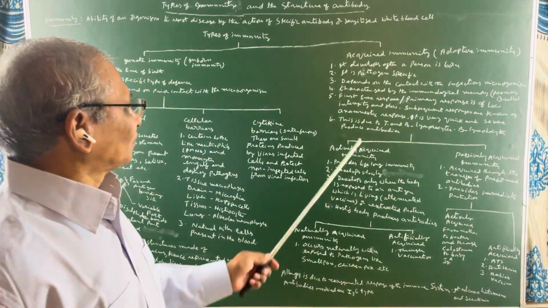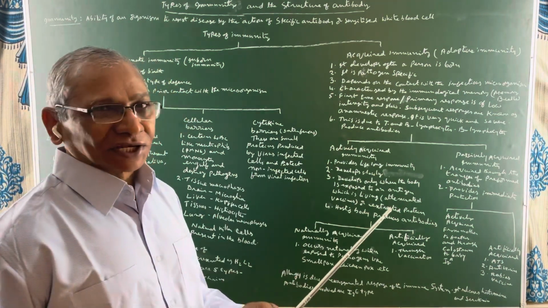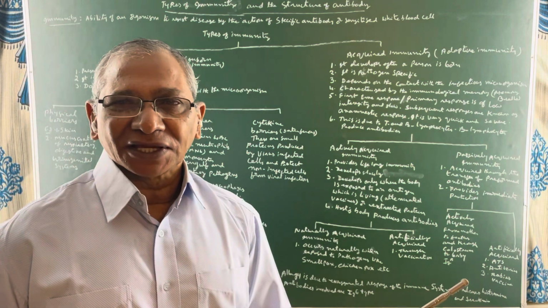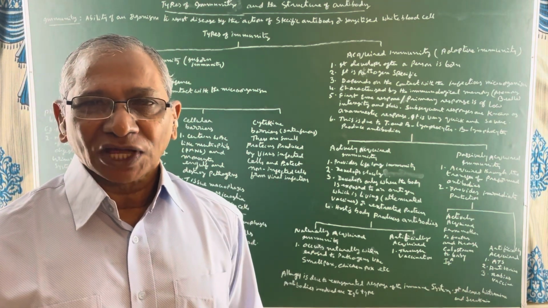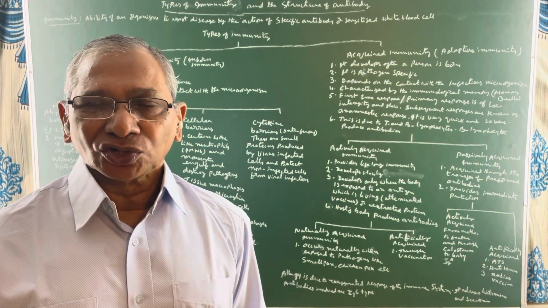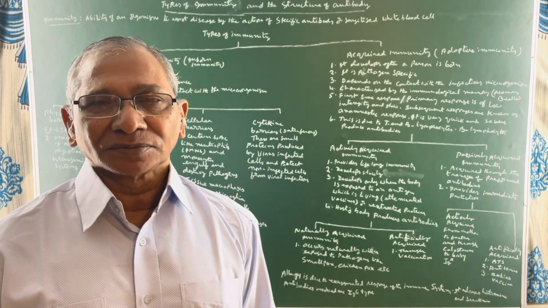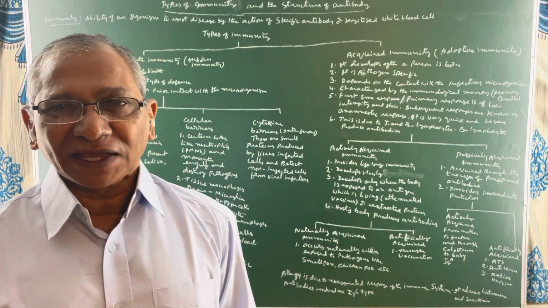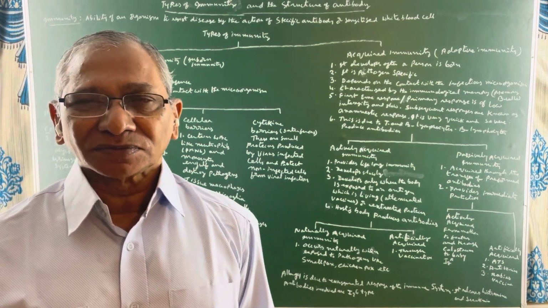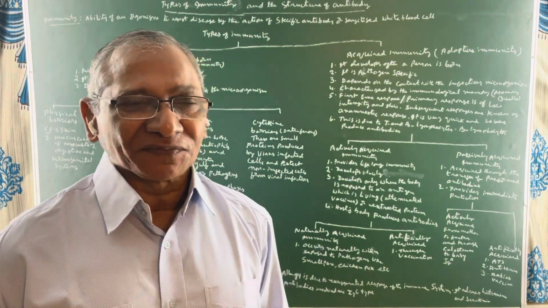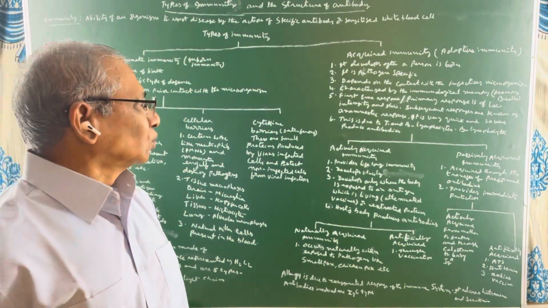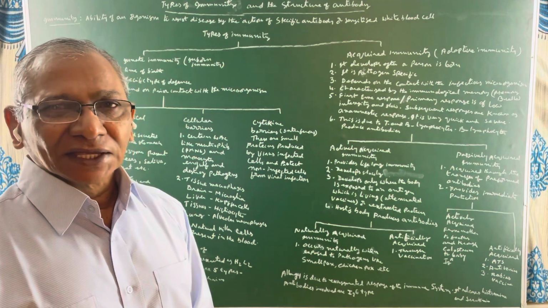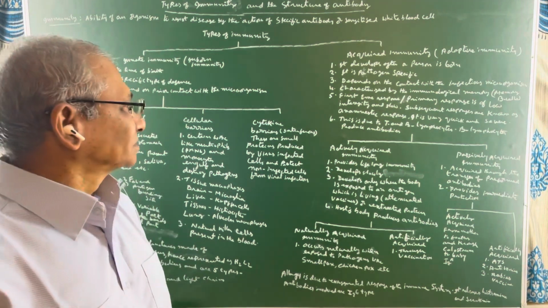The second type of immunity is acquired immunity or adaptive immunity. This type of immunity is not natural. We acquire this type of immunity during our lifetime. And this immunity is also specific against a pathogen. It is not general, but specific. So, we have to get exposed to the pathogen first. Then only this type of immunity develops.